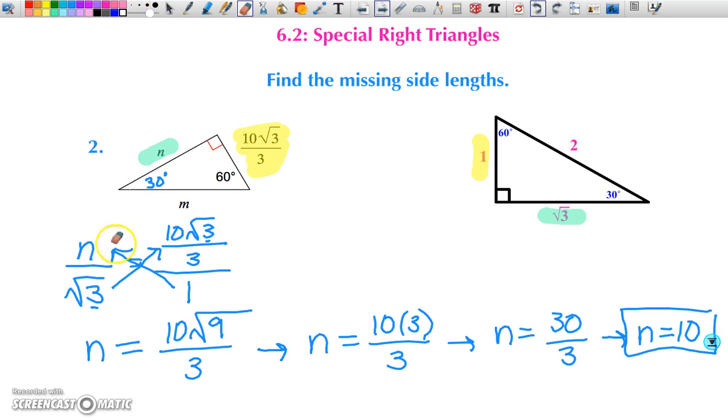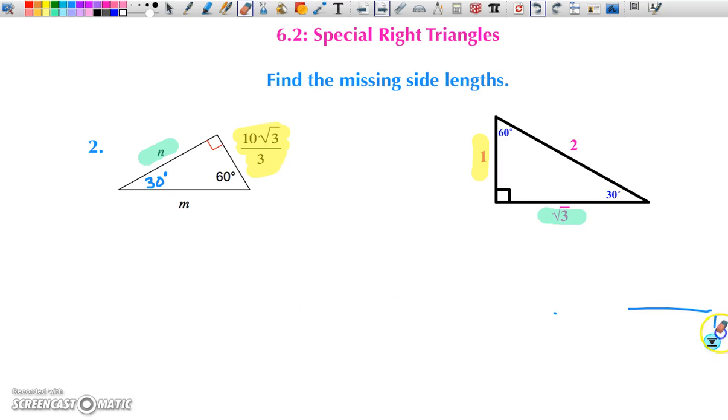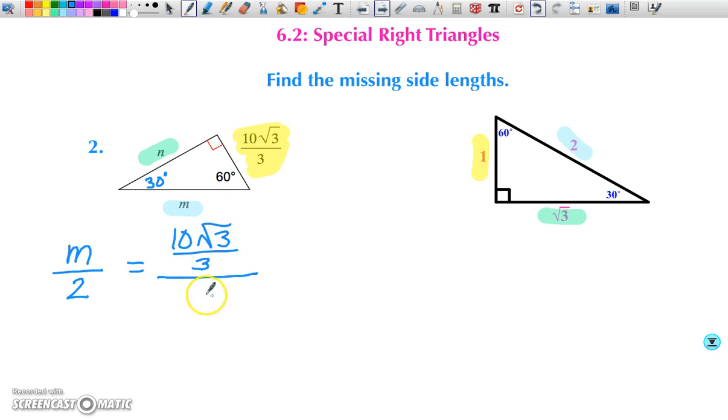So now I'm going to get rid of that stuff so we can go ahead and find our m. We're going to do the same type of thing, it's just we have to match it up with a different side, so we're writing a different proportion this time. So this side, m, is our hypotenuse. It's going to match up with that side right there. So we're going to take m and put it over 2 and set that equal to 10 times the square root of 3 over 3, and that's matched up to the side that's 1.